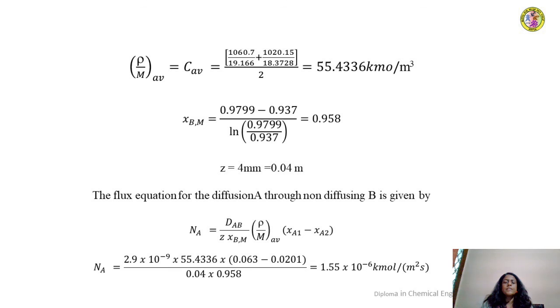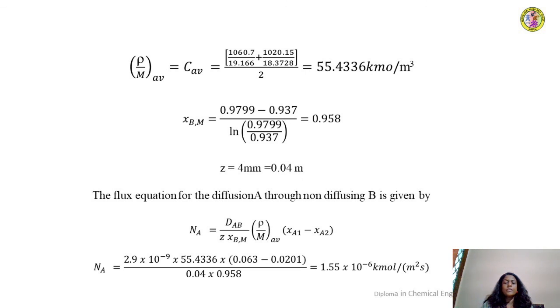Also the distance over which the diffusion takes place is given. It is given that the water film of thickness 4 millimeter is the distance over which the HCl is diffusing. So Z is equal to 4 mm. In SI units it becomes 0.04 meters.